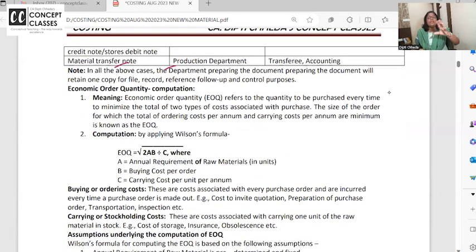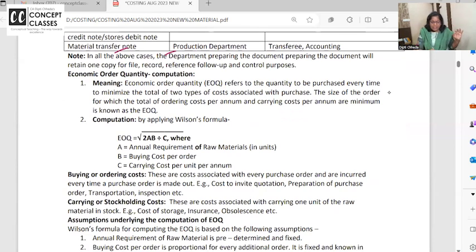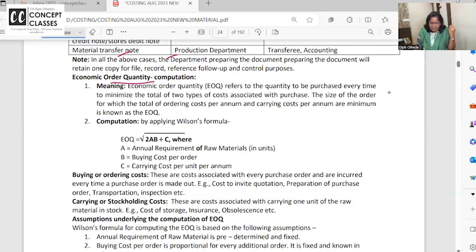Production department will make a transfer note because I issued the material for job A. Now they are transferring it right there to job B. I have excess, giving it to job B. So they will prepare a transfer note. Now, EOQ, questions related to EOQ are asked. EOQ is the economic order quantity. How much to purchase? If we purchase A is our annual requirement.